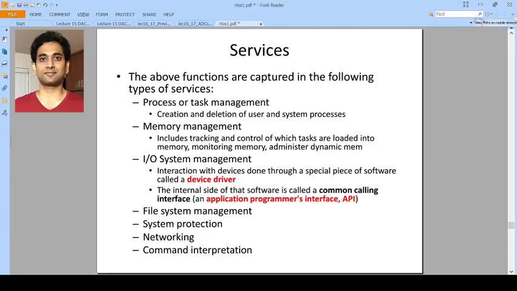Now, the different services that we saw earlier are captured in the following: process or task management, memory management, I/O system management, file system management, system protection, networking, and command interpretation. So these are the services provided by an operating system. An operating system provides the service of task management, memory management, input-output system management, file system management, system protection, networking, and command interpretation.